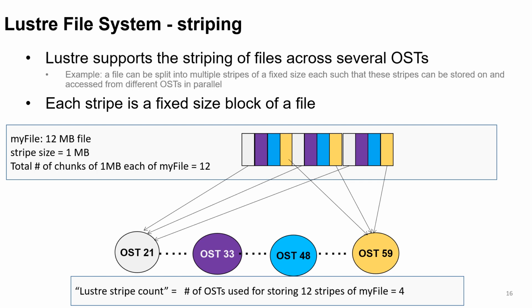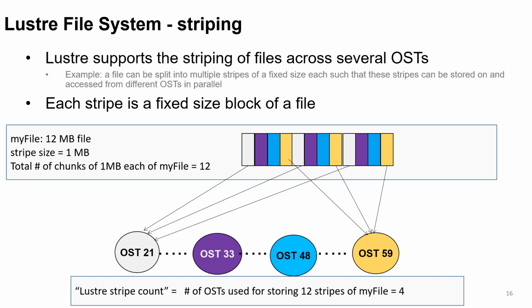Here in this photo on the slide, we have a file named myfile, which is of size 12 MB. And if we want to stripe this file, the first thing we want to think about is how big should each of the chunks of the file be.